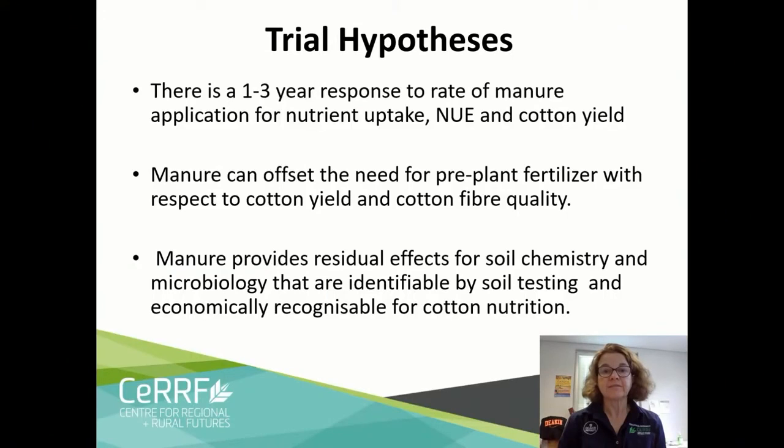And the hypothesis is that there's a 1 to 3 year response to the rate of manure application for nutrient uptake, nutrient use efficiency, and cotton yield. The litter or manure can offset the need for pre-plant fertilizer with respect to yield and cotton fibre quality, and that manure can provide residual effects for soil chemistry and microbiology that are identifiable by soil testing, and therefore can be economically recognisable for cotton nutrition, in order for farmers to be able to decide whether applying manure is worth it and at what rates are the best rates to use.